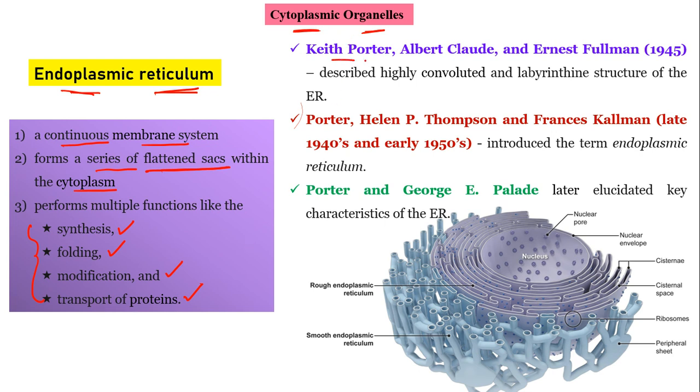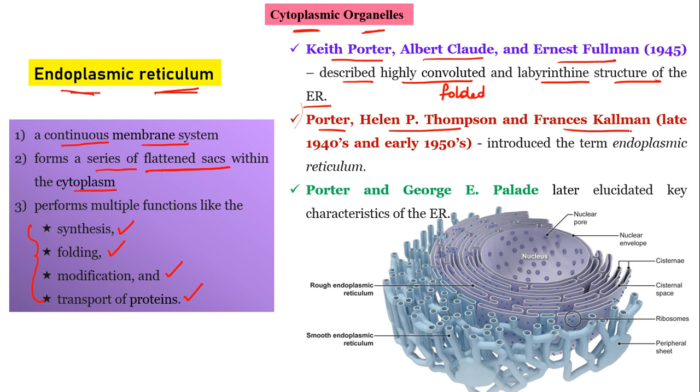Then let us look at a history of this. Keith Porter, Albert Claude, Ernst Fullam. These three are the scientists who have described this structure. They said that this structure is highly convoluted. Convoluted is nothing but a folded structure. Highly convoluted structure, and it looks like a brain. It is called the labyrinthine structure of the endoplasmic reticulum.